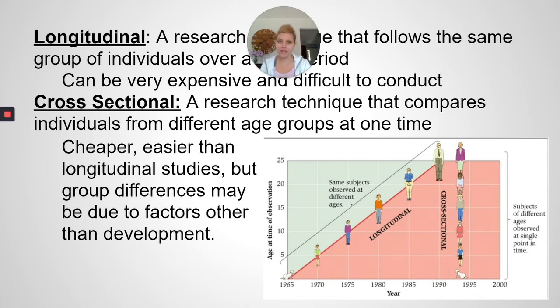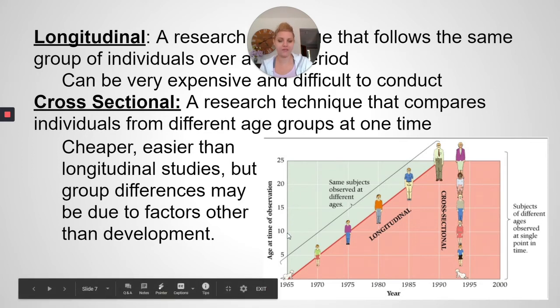So because of all of these things, I might actually implement what's known as a cross-sectional study. So a cross-sectional study is also something that might be widely used by a developmental psychologist, but instead of studying the same group of people over a long period of time, I study people at different age brackets at the same time. So I'm going to direct your attention down to my graph.